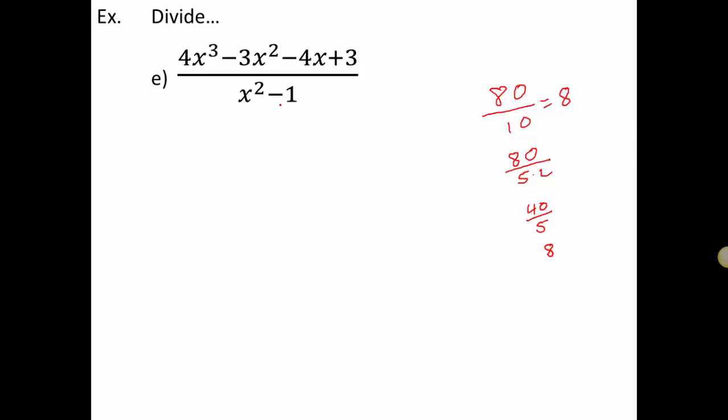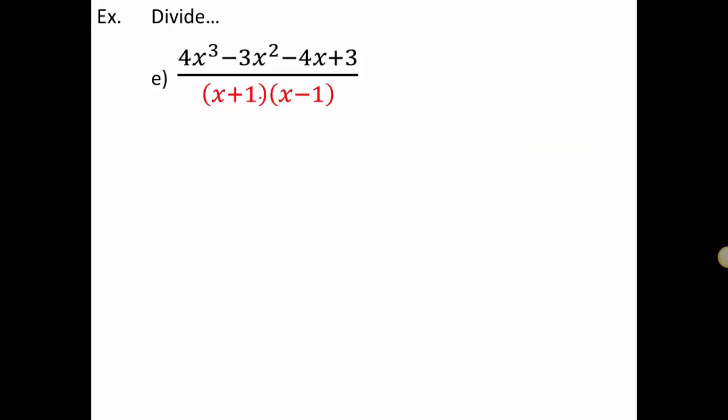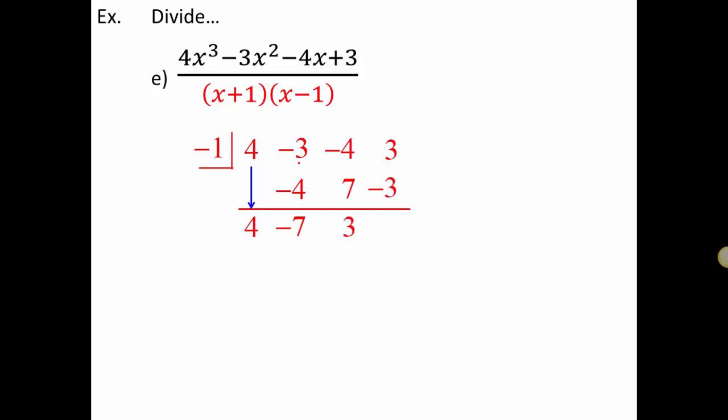So x squared minus 1, difference of squares, is x plus 1, x minus 1. So now let's divide one factor at a time. It does not matter which factor you start with. You can divide in either order, you will get the same answer. I have no idea which one I started with. Let's find out together. Apparently, I started with this one right here. X plus 1 produces negative 1 as my root, and then I'll sprinkle in my coefficients. 4, negative 3, negative 4, positive 3. Bring down the 4, 4 times negative 1, add and multiply, add and multiply, add.